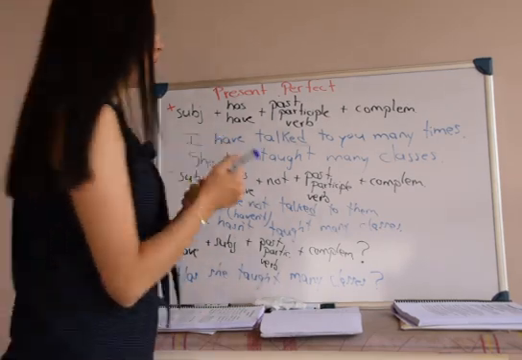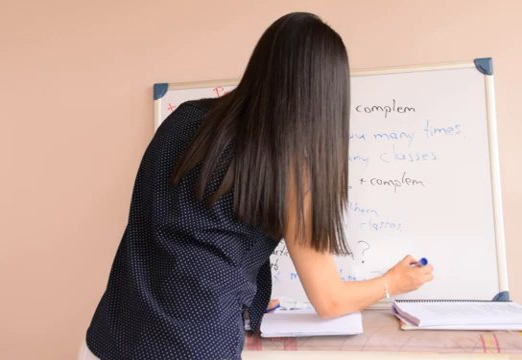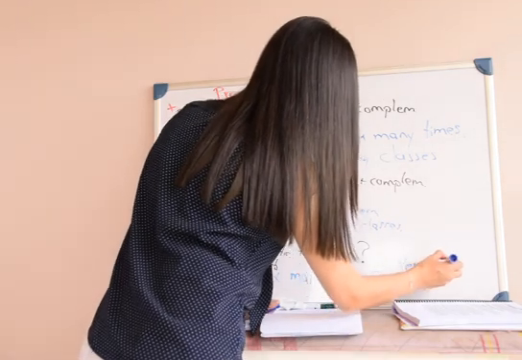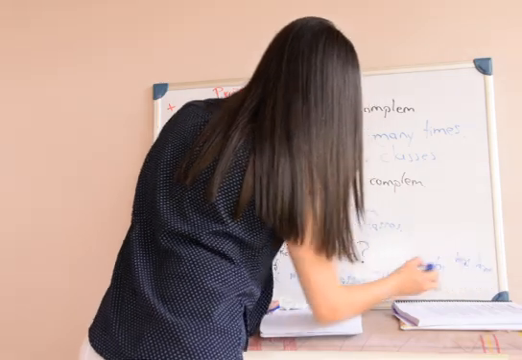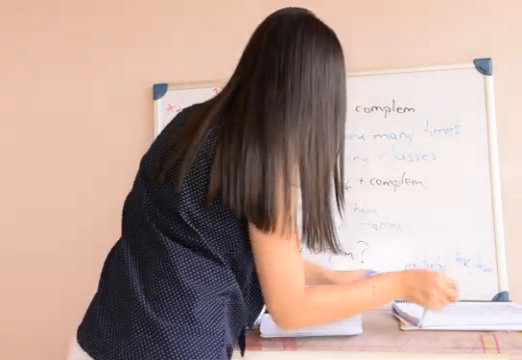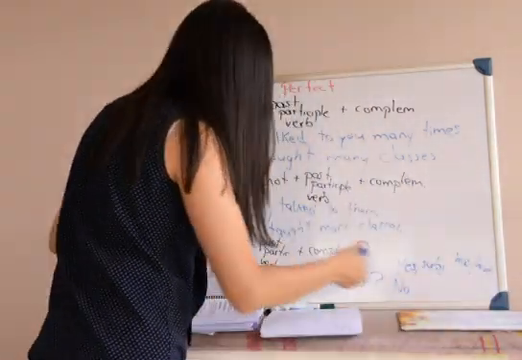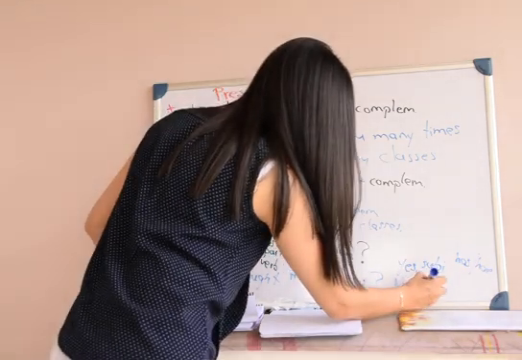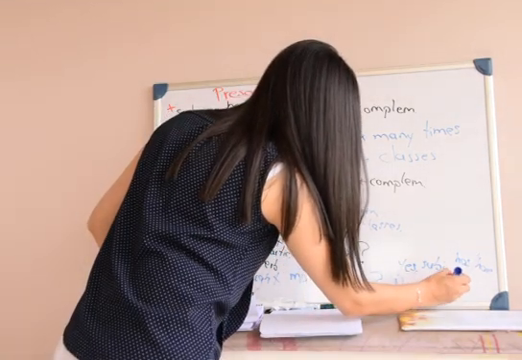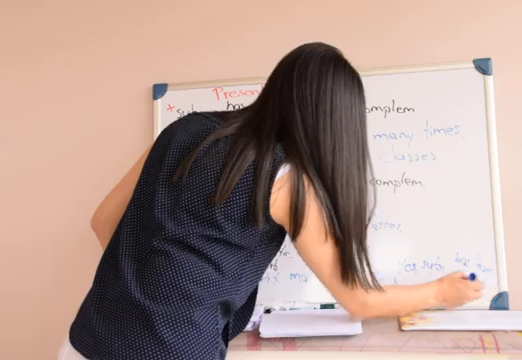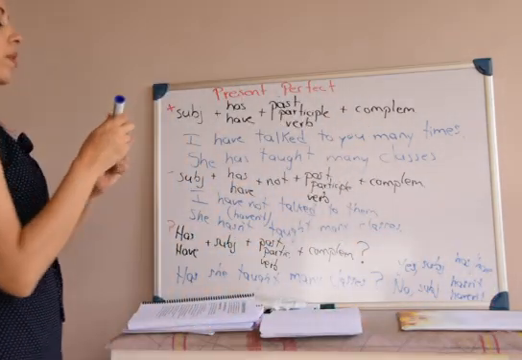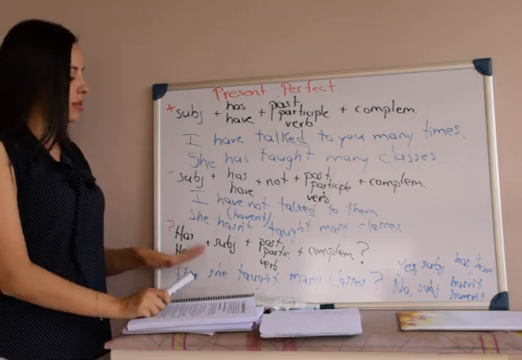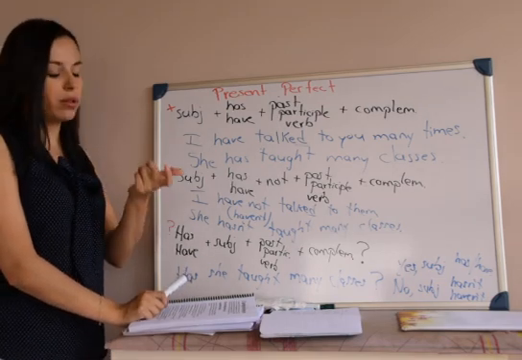Two possible answers. Yes, subject, has or have, or no, subject, hasn't or haven't. So, with yes/no questions, we have only two possible options.